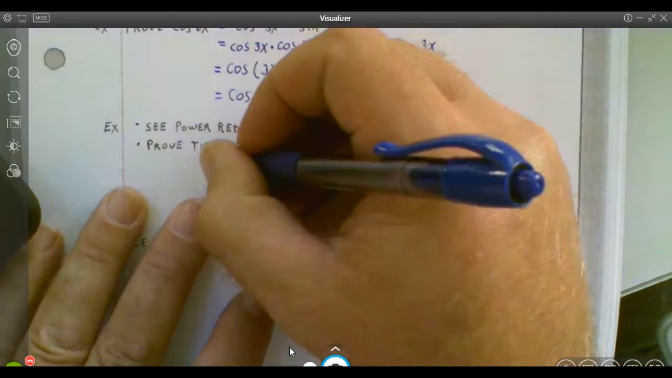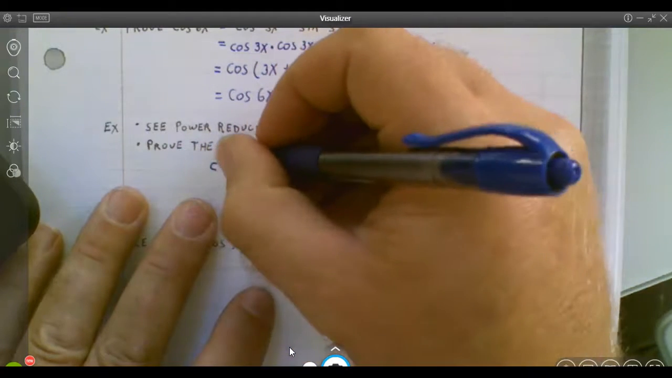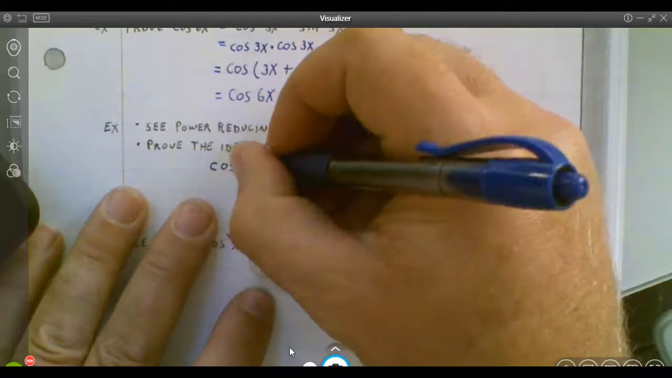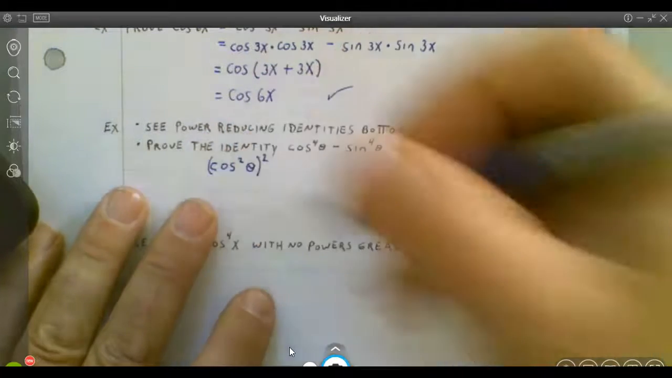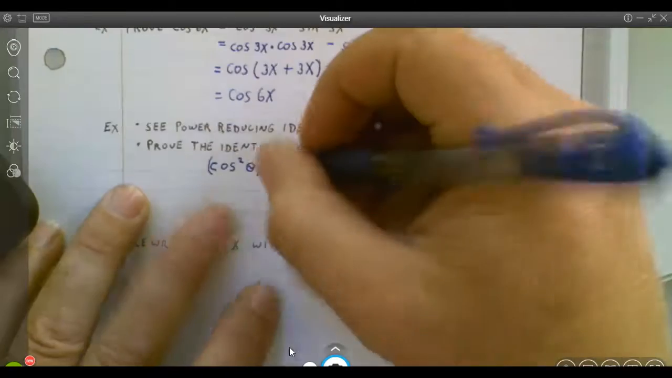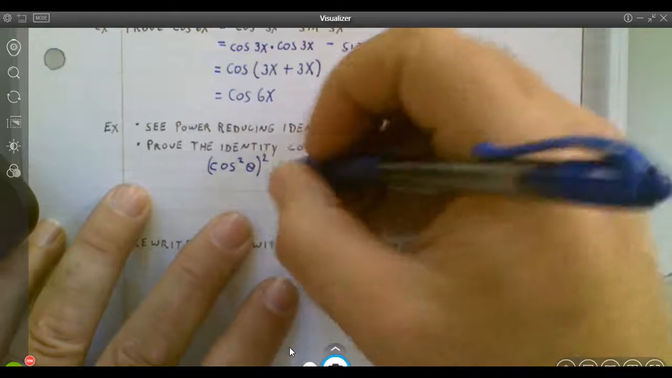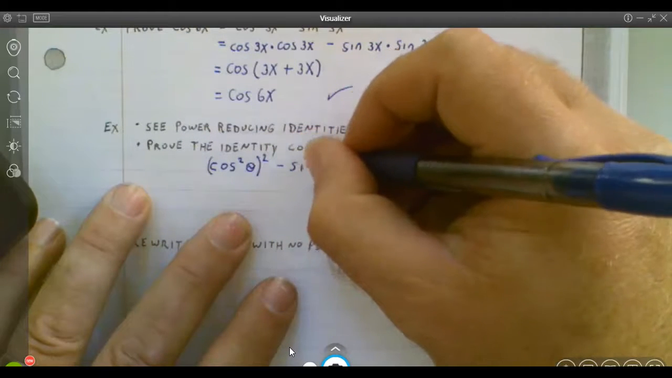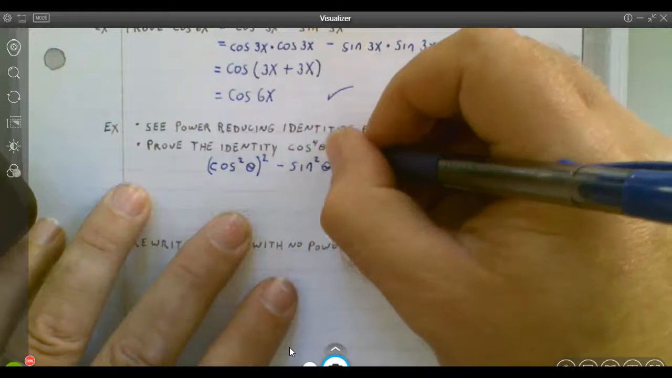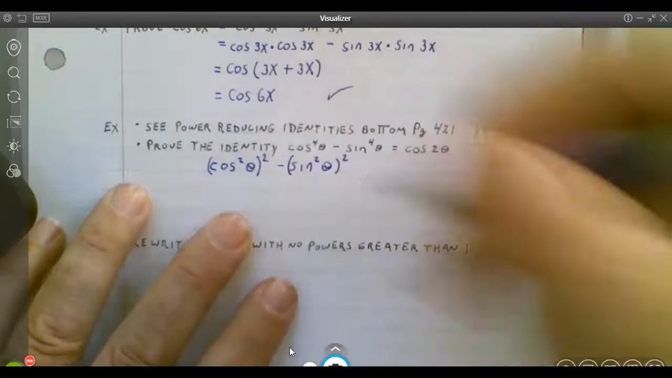So this is simply going to be cosine squared of theta squared. Right, that would be the same thing as cosine to the 4th. Do the same thing with my sine function. So it looks like this.